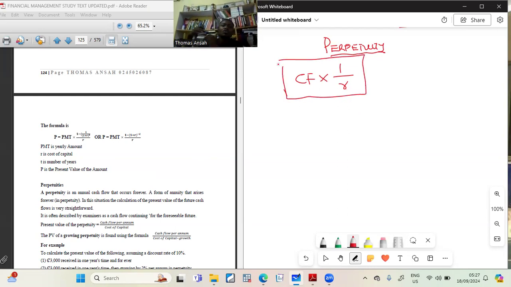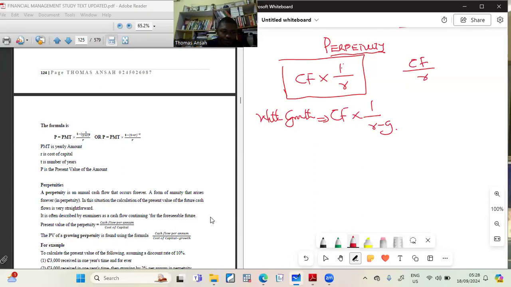But what if it is going to grow in future forever? So with growth, it will be cash flow multiplied by 1 over R minus G. So that is how you do perpetuity with growth. All right, so you just need the cash flow. And you could see that any number multiplied by 1 is the number itself. So some people write it cash flow over R, but I prefer you do it this way. All right. So that is all.